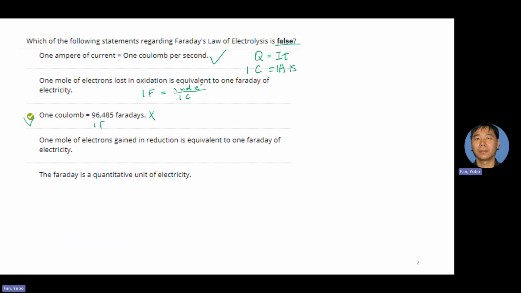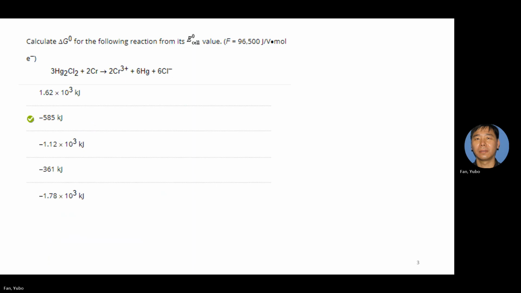So 1 Faraday equals 96485 coulombs. For most cases we only need to keep 3 significant figures, so usually we use this number. We also call it the Faraday number. Next, 1 mole of electrons gained in reduction is equivalent to 1 Faraday of electricity, which is in coulombs. All right, this is correct. Last one: the Faraday is a quantitative unit of electricity. Of course, it is. Next question.